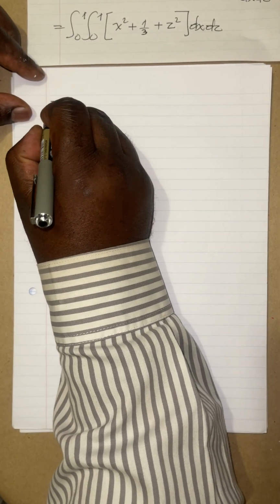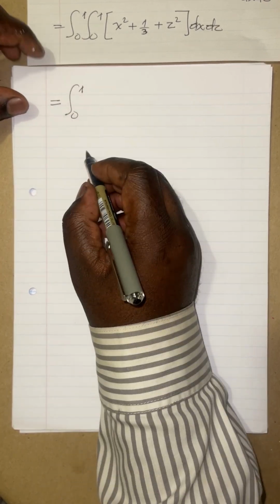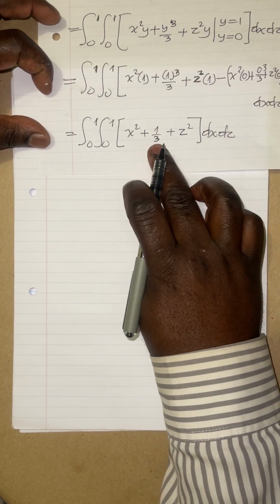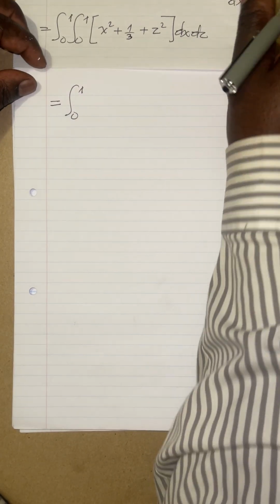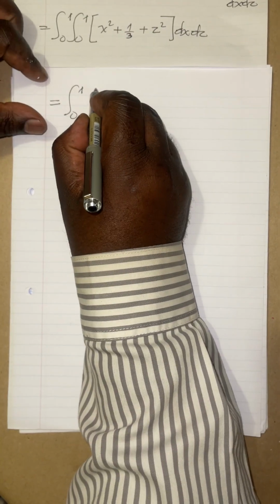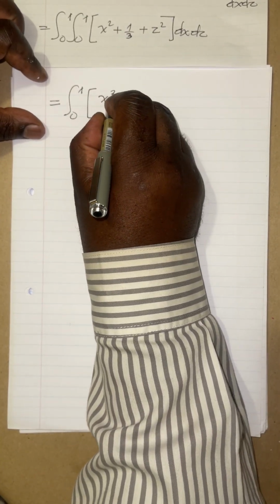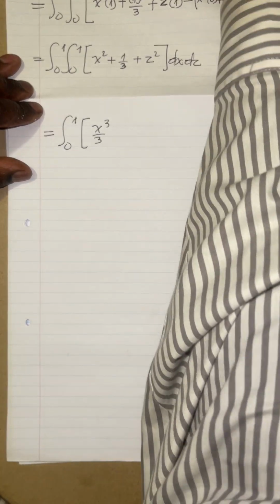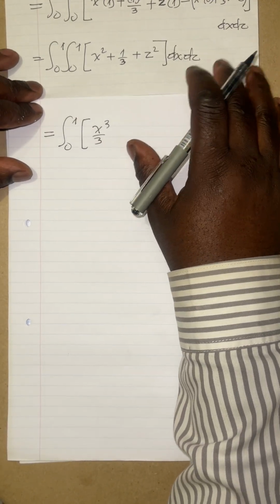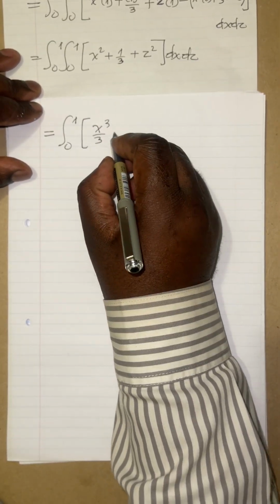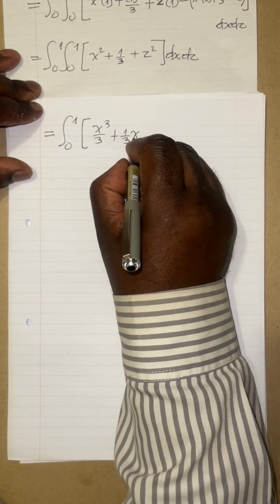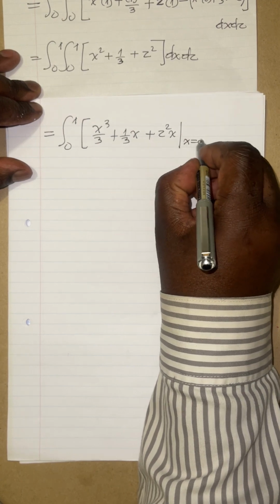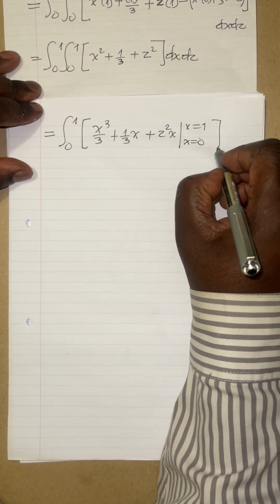So now we're saying this is the same as the integral from 0 up to 1. Now notice we're integrating this one now with respect to x. That will be a constant and that will be a constant. So now what we have is x cubed over 3. I hope you can see what I'm writing. Let me move this one down, and I must maintain there. Okay, there you go. Yeah, you can see it there. And then I'm going to have plus 1/3 x plus z squared x. Limits of integration from x equals 0 up to x equals 1. And then we have dz outside.